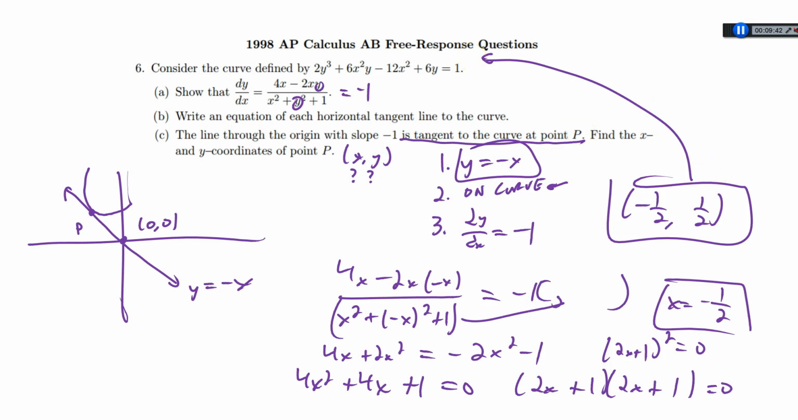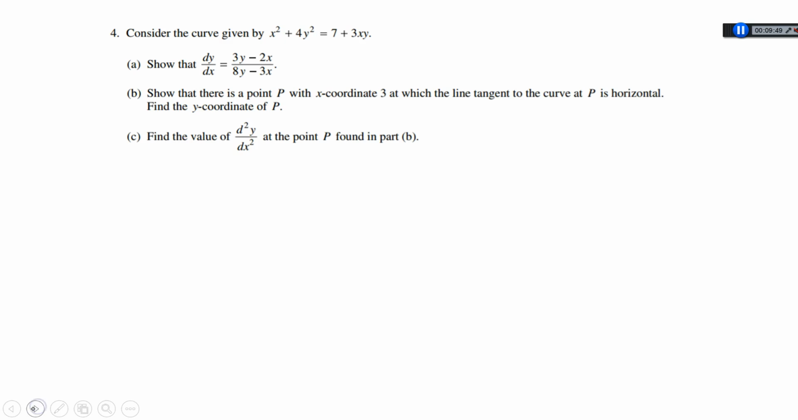It'd be good practice, but I don't want to cube -1/2. I don't really want to mess with that. So anyway, moving on. All right, the other problem. Consider the curve x squared plus 4y squared equals 7 plus 3xy. First thing, once again, they give us the answer. Gosh, I love it when they do that. So let's see if we can find that derivative.